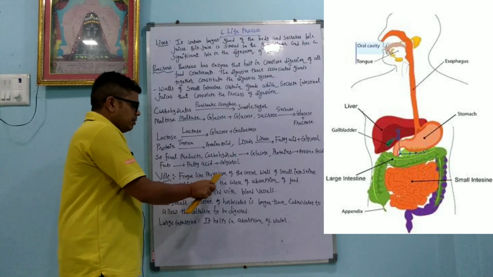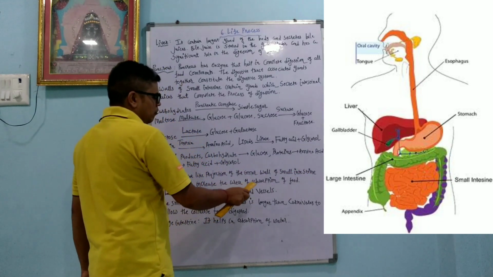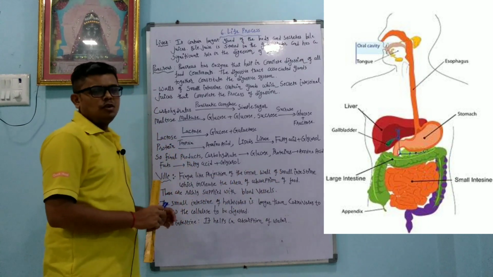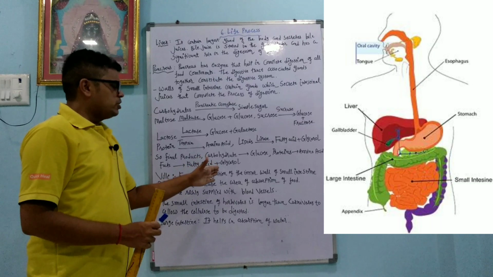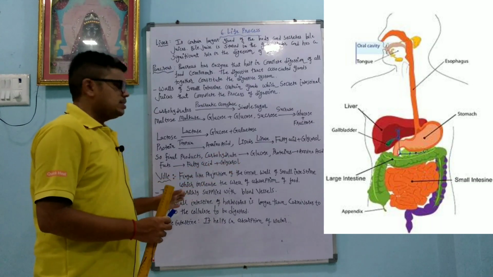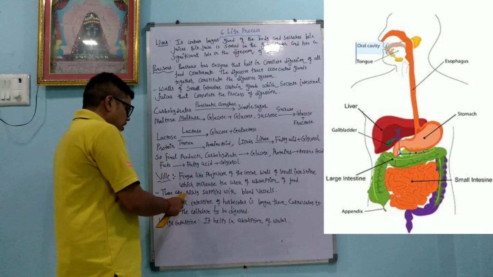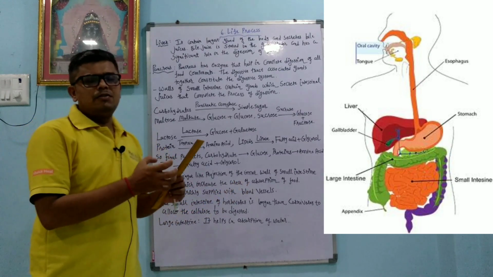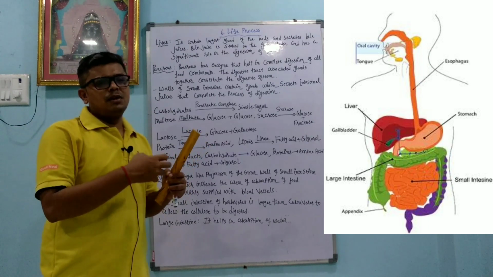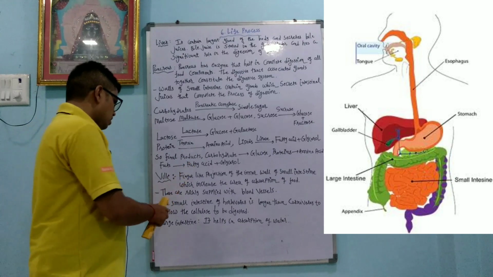Villi. Finger-like projections of the inner wall of the small intestine which increase the area of absorption of food are called villi. Okay, so finger-like projections of the inner wall of the small intestine which increase the surface area are called villi. These are richly supplied with blood vessels. So whatever nutrients and other components are separated by digestion go into the blood.